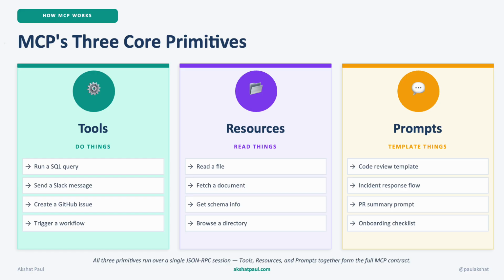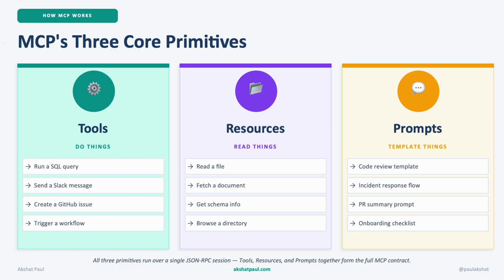They're the hands. Second, resources. These are read-only data sources. Think, read this file, fetch this document, get the database schema, browse this directory. Resources give AI models context, real-time information they can reason over. They're the eyes. Third, prompts. These are reusable workflow templates exposed by the server. Think, a standard code review prompt, an incident response template, a PR summary format.